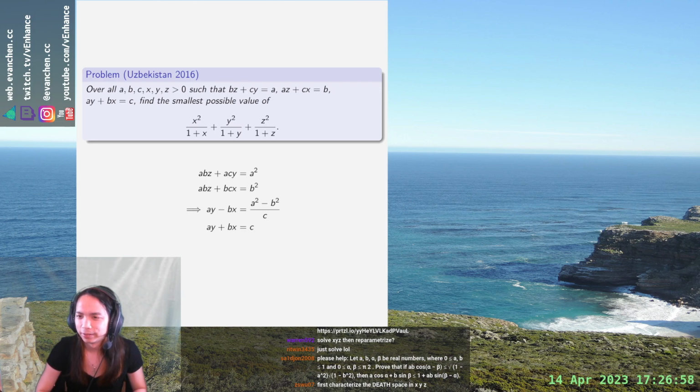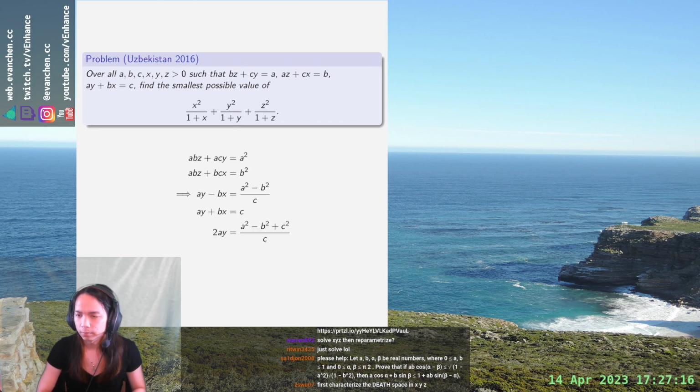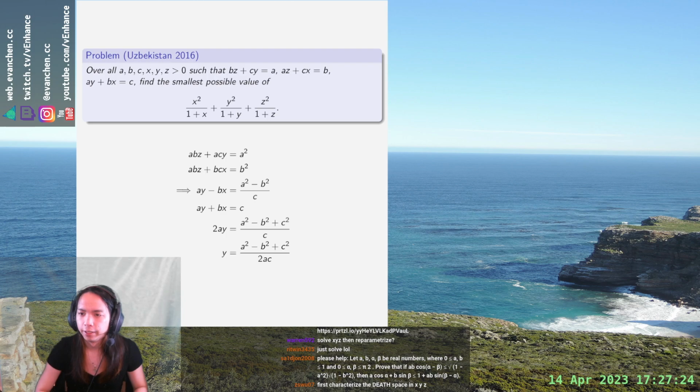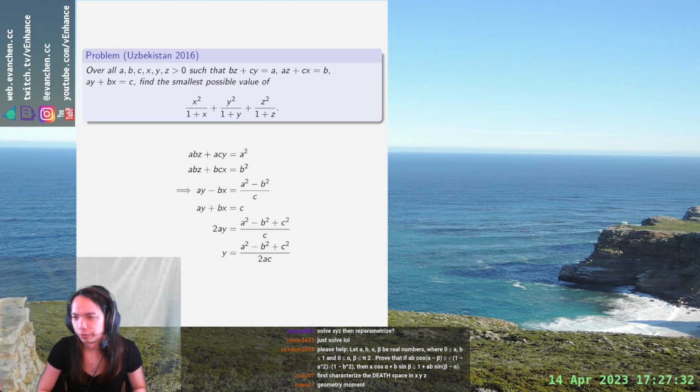So x is given by... well, let's do y because that means I just add, right? 2ay is equal to a squared minus b squared over c plus, so a squared minus b squared plus c squared over c. To AC. Okay, and as expected, this is cyclic in the right way. So if you do the same thing, boom, boom. So ABC you can think of as the sides of an acute triangle is the condition for them to be positive.